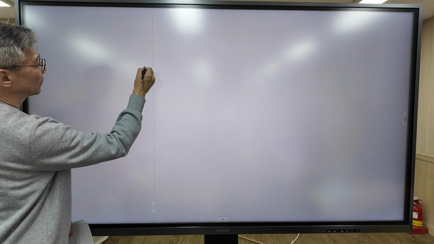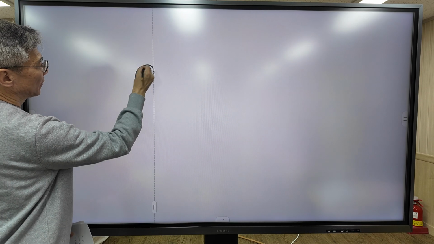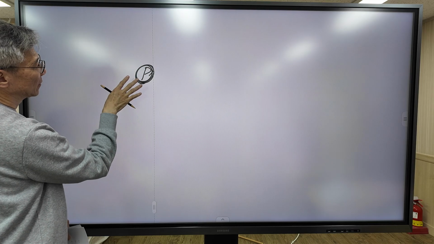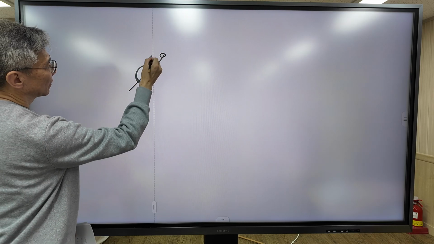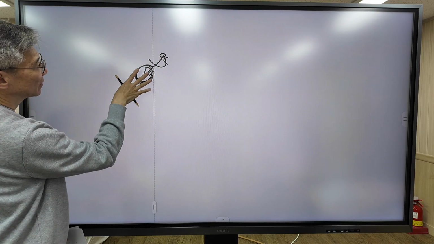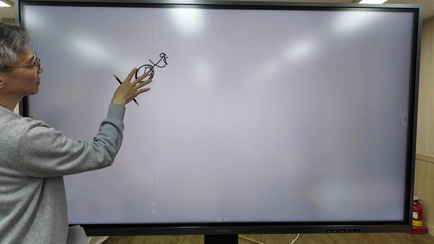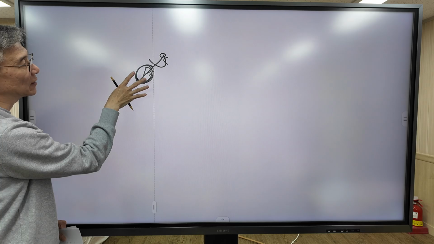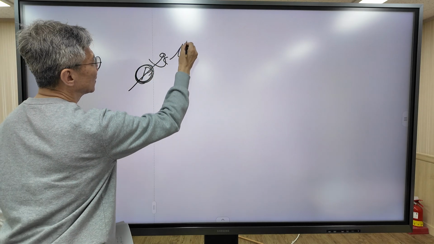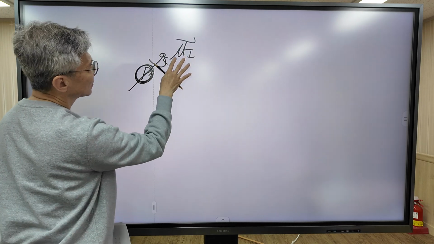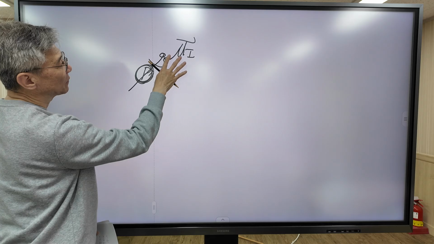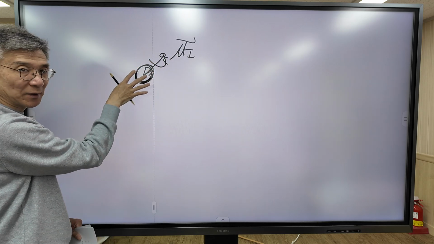This is the nucleus. This particle has spin, and when the charged particle spins, it generates a magnetic field. The magnetic field is characterized by the magnetic moment. This is proportional to the magnetic field generated by this spin.